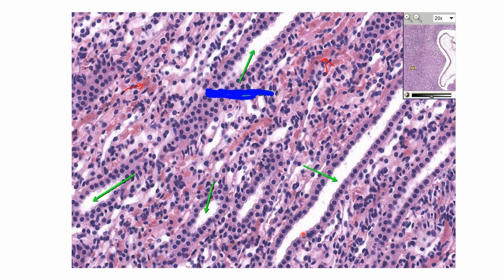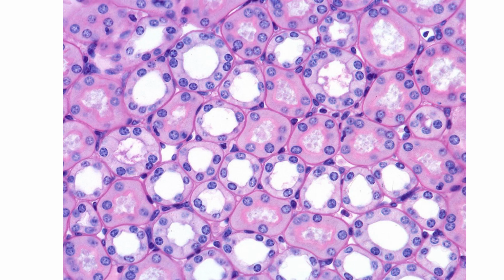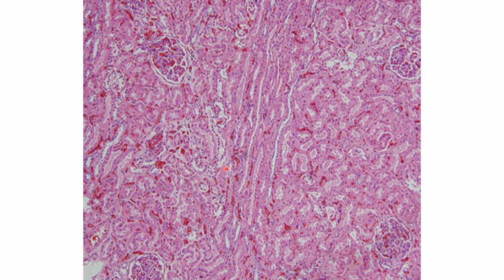Here you can appreciate the larger collecting tubules lined by simple cuboidal epithelial cells. Here you can see another collecting tubule, and another one, different collecting tubules, and these are the blood vessels forming the vasa recta. Again, another slide showing the area of the medullary ray. Here you can see the straight ascending and descending segments, and these are the areas of the cortical labyrinth on each side of the medullary ray.